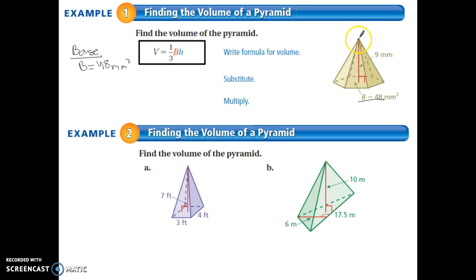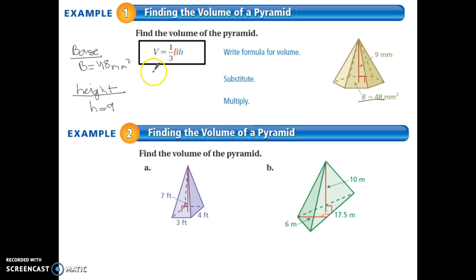Height drops straight from the point of your pyramid perpendicular to the ground, meaning it makes a 90-degree angle. So where this little red square is, that connects the height of your pyramid with the base of your pyramid. So my height, h, is going to equal 9.